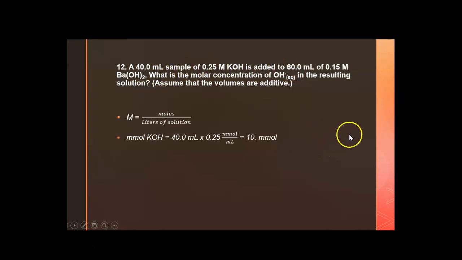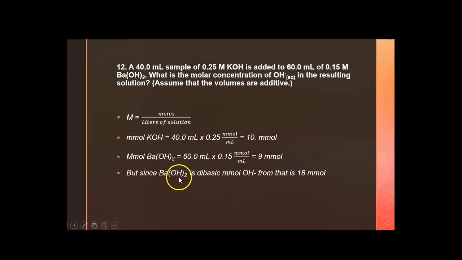So there's your molarity. So millimoles of KOH would be 40 times the 0.25 molar, or 10 millimoles. The barium hydroxide is 60 times 0.15, or 9 millimoles. But since barium hydroxide, we say it's dibasic, has 2 moles of hydroxide in every mole of the base, we have to multiply the 9 millimoles of barium hydroxide by 2 millimoles of hydroxide per millimole of barium hydroxide. Now we got 18 millimoles of hydroxide.